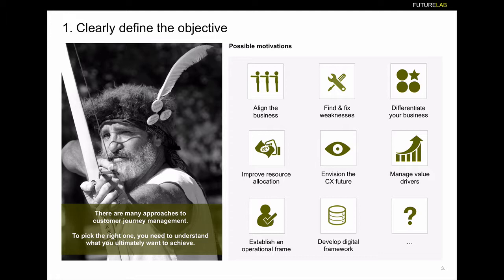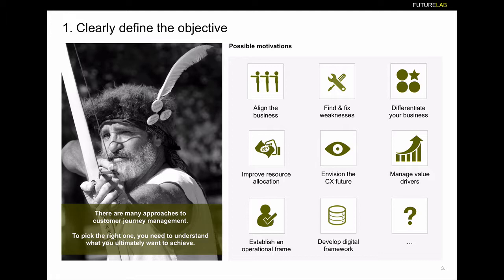So to pick the right approach to customer journey management, you actually need to understand what it is you want to achieve with your journey management efforts before you start embarking on making all sorts of war rooms with wall charts and putting post-it notes on walls, etc. And when you look at the objectives you could possibly have, I've written down a few on this page, which I've encountered in the past.